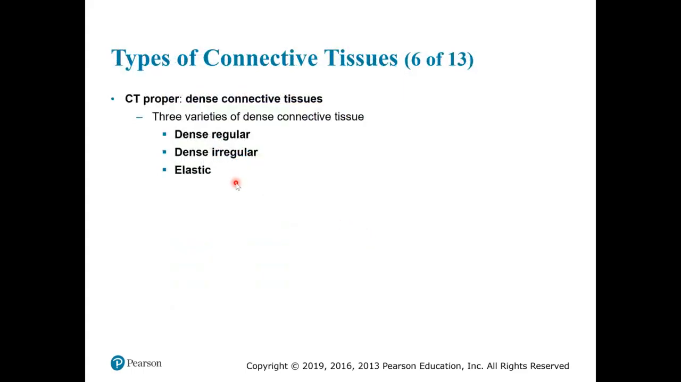Dense connective tissue. So we have three kinds: regular, irregular, and elastic. And I said earlier that which one it is depends on the presence of what fiber is present. And in the dense regular and irregular, those fibers are predominantly collagen. And in the elastic, that's the elastic fiber. And then the orientation, regular, the fibers are all parallel to each other. And irregular, they go every which way.